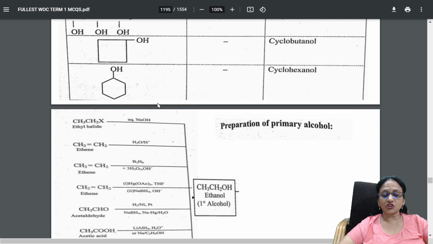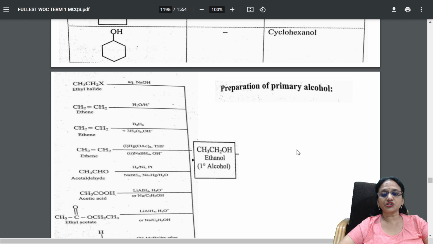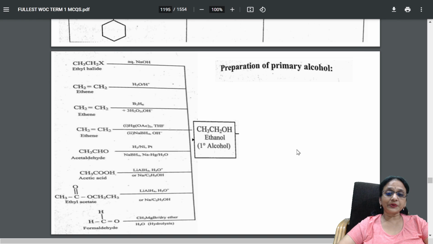Further, after the nomenclature, we are going to go into a topic called preparations of primary alcohols. Right. All the preparations are given here. Yes, I can prepare it from alkyl halide using substitution, from alkene using Markovnikov addition, right? I can use hydroboration reaction. I can use sodium borohydride by adding hydrogen. Yes, I can convert aldehydes to alcohols using reducing agents, acids to alcohols using reducing agents, ethyl acetate using reducing agent, and formaldehyde using Grignard's reagent.